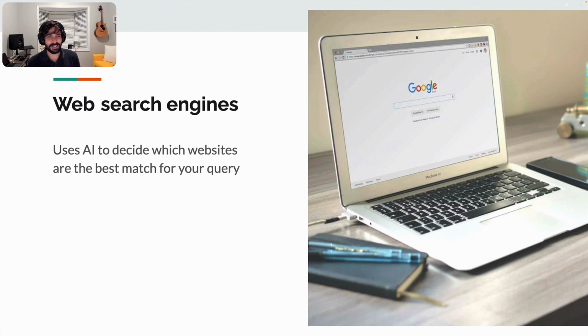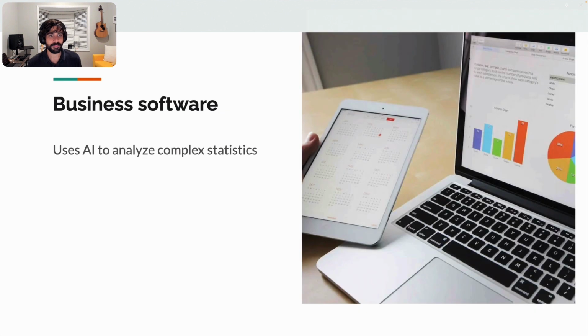Another example of AI that you use every day, maybe without realizing, is search engines. Companies like Google have big teams working on AI, and they use AI behind the scenes to decide which websites are the best match for your query. So if you're writing a question about where you'd like to go on holiday, the sites that get shown are going to have been chosen in some respect by AI. There'll be AI involved in figuring out which of the millions of websites out there should appear at the top of the list.